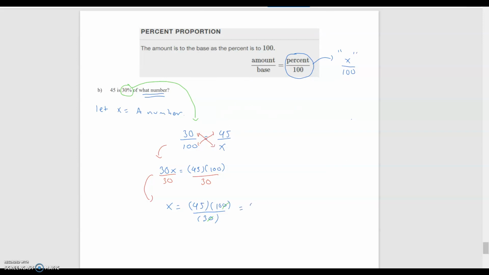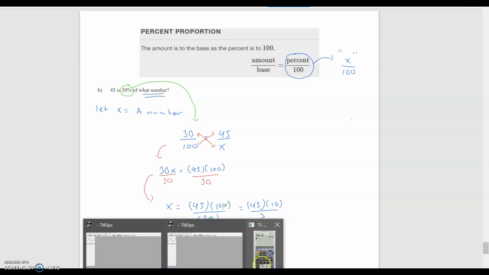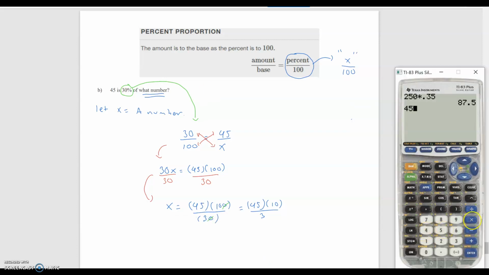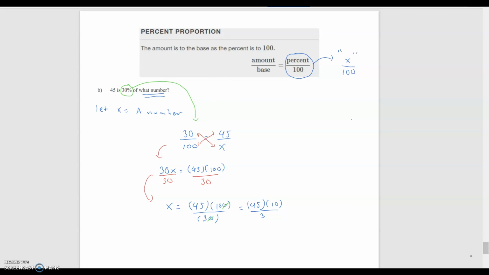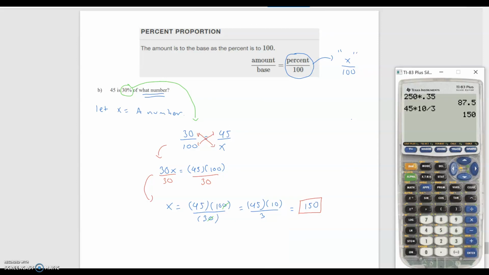So we're looking at 45 times the values of 10 divided by 30. Whoops, no longer 30, divided by 3. And let me evaluate this one. So this will be 45 times 10 divided by 3. We end up with 150. So in this case, 150. And let me check the calculation again. So 45 times 10 divided by 3 is 150.